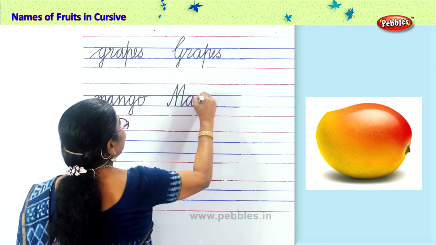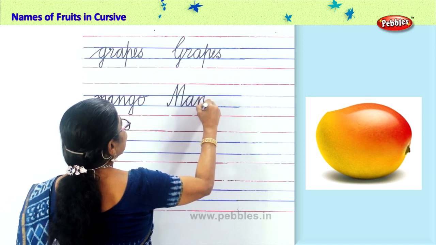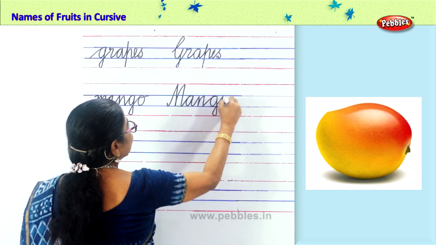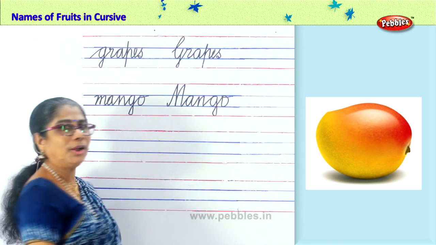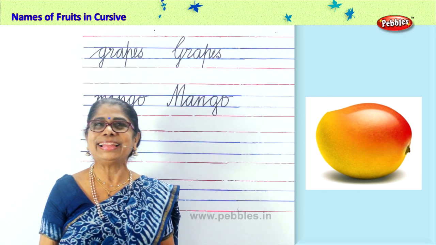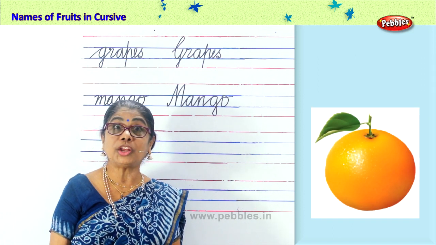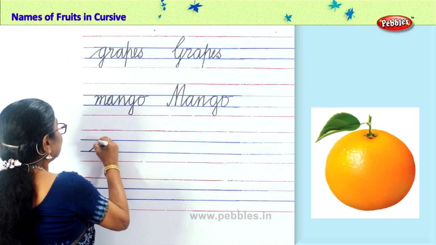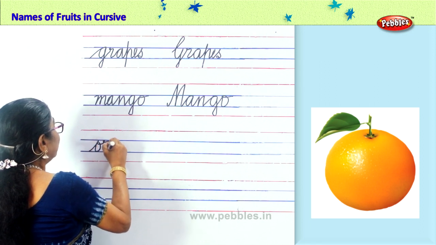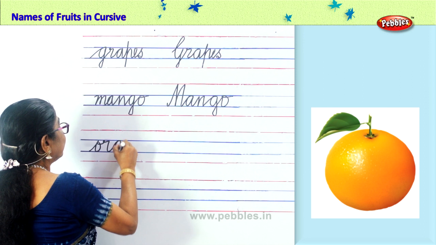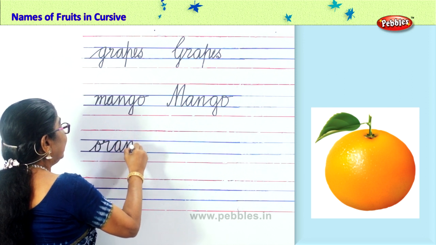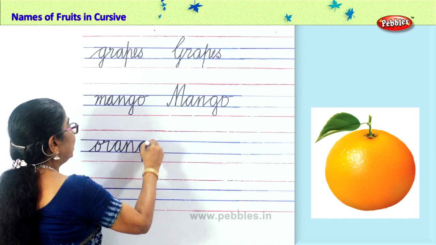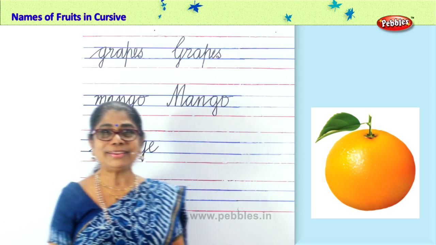M, A, N, G, O. Mango. Yes? Next, let's write orange. Small o. O, R, A, N, G. Orange. You like to eat orange?